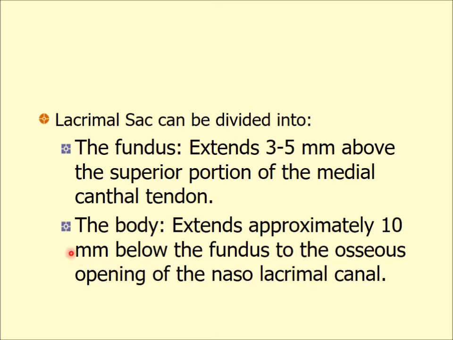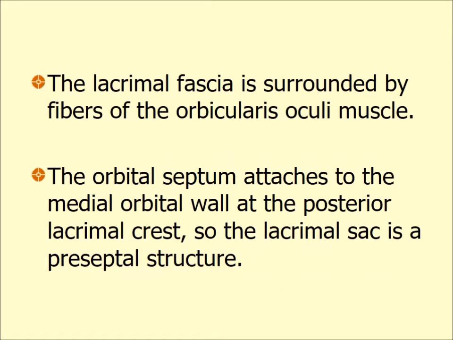The lacrimal sac can be divided into the fundus, which extends 3 to 5 mm above the superior portion of the medial canthal tendon, and the body, which extends approximately 10 mm below the fundus to the osseous opening of the nasolacrimal duct. The lacrimal fossa is surrounded by fibers of the orbicularis oculi muscle, and the orbital septum attaches to the medial orbital wall at the posterior lacrimal crest. So the lacrimal sac becomes a preseptal structure.